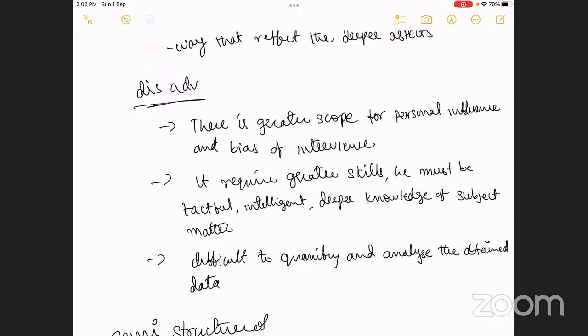Okay, while collecting the data, that is the process. But we need to codify all this data. To prepare your research, you need to codify, quantify or analyze the data.